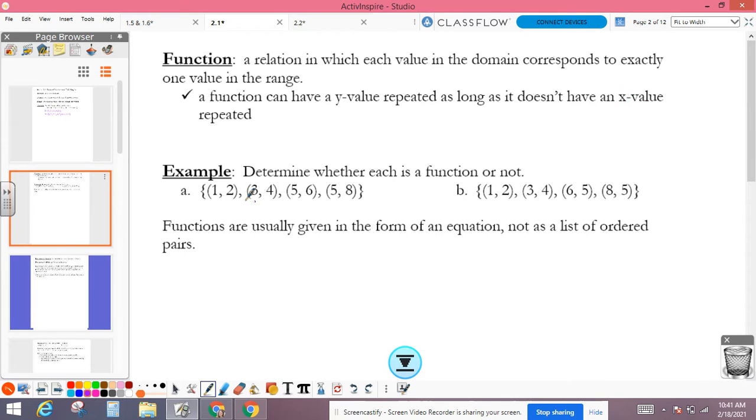So when you're looking at a set of ordered pairs, you're really just inspecting the x's, those input values. Those cannot repeat unless they have the same output. So since 5 has 2 different outputs, this is not a function. Here we have all of those inputs just used one time, so this is a function.